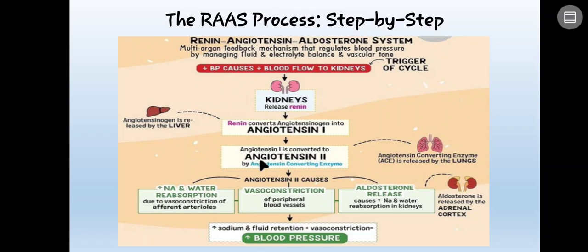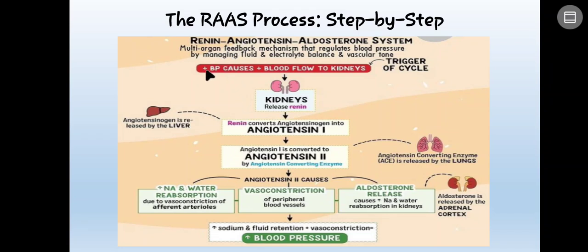Okay. Angiotensin 2 also causes vasoconstriction of your peripheral blood vessels. So at the end of the day, the vasoconstriction and the aldosterone release are going to cause an increase in your blood pressure.